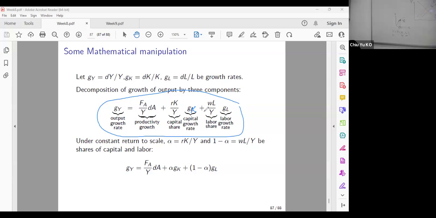So if you want to guess GDP growth in, say, China or the US, suppose the US, how can we say? Why do we care about the growth of GDP? Because the growth of GDP predicts this.